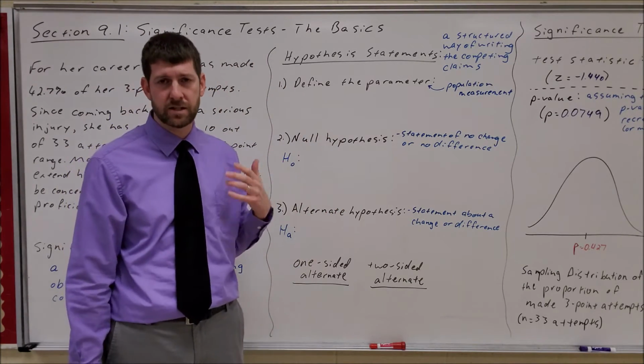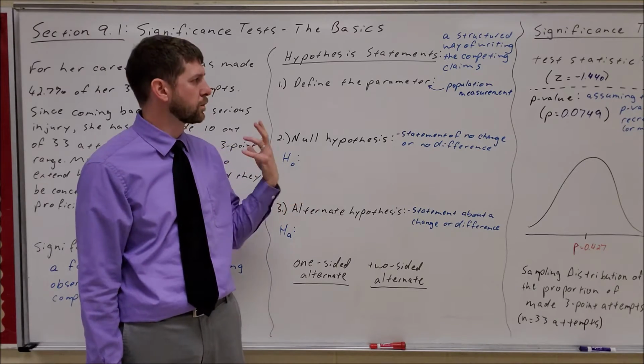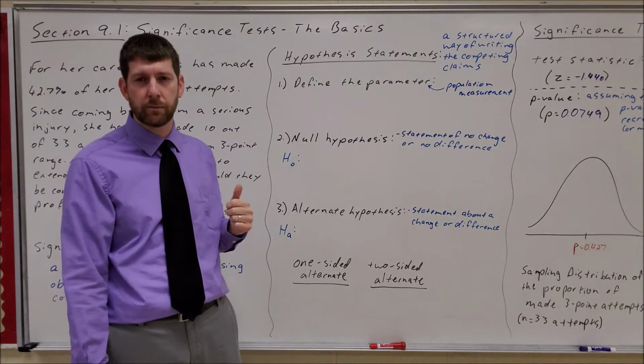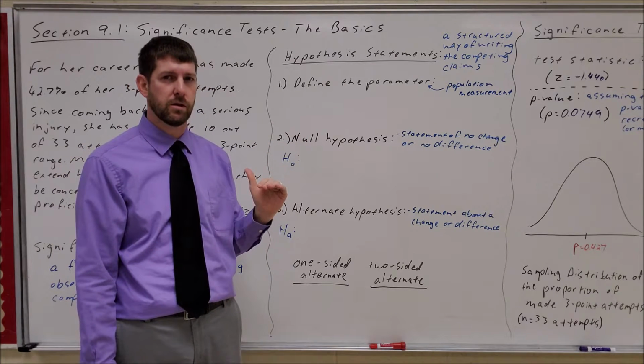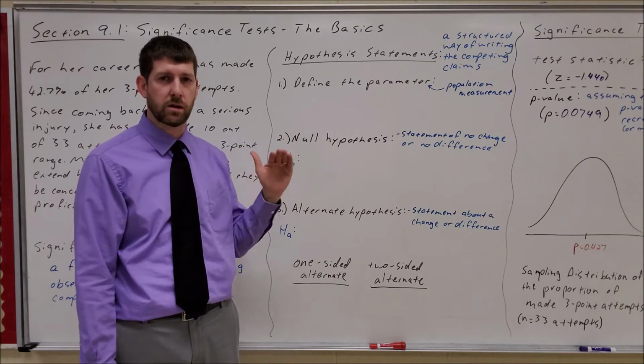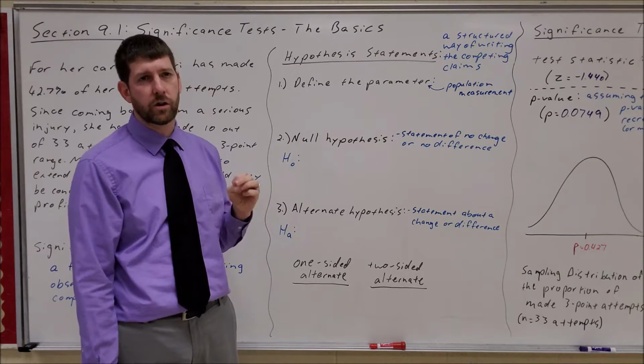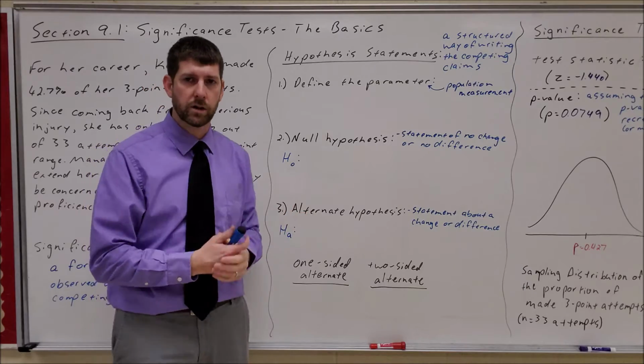So the first thing you always need to do is define your parameter. Remember, a parameter is just a population measurement. So when we write hypothesis statements, we're not talking about the sample, right? Our claims are not about what's going on in the sample. The claims are going to be about the population. So we need to define what we're working with in the population.